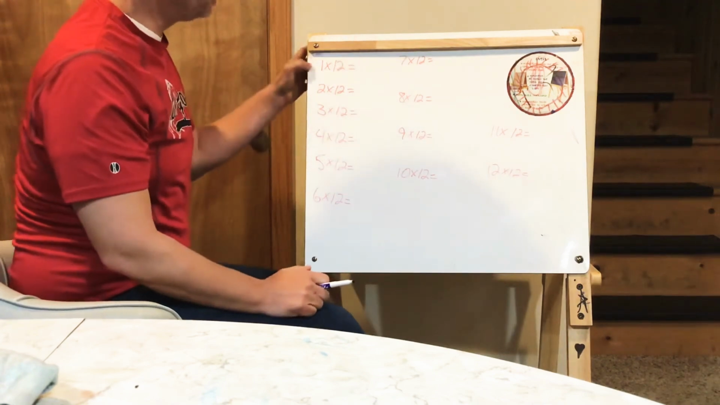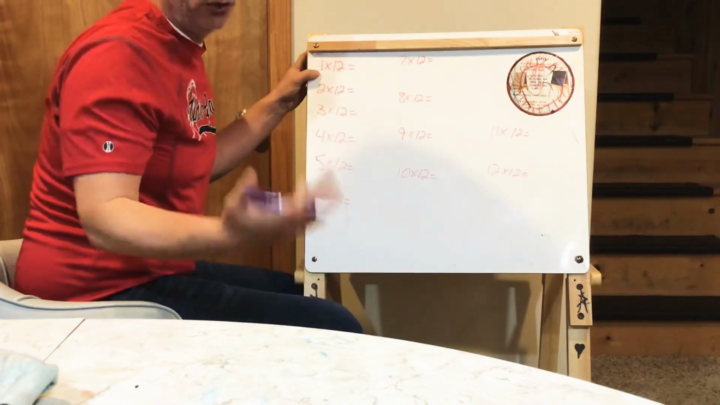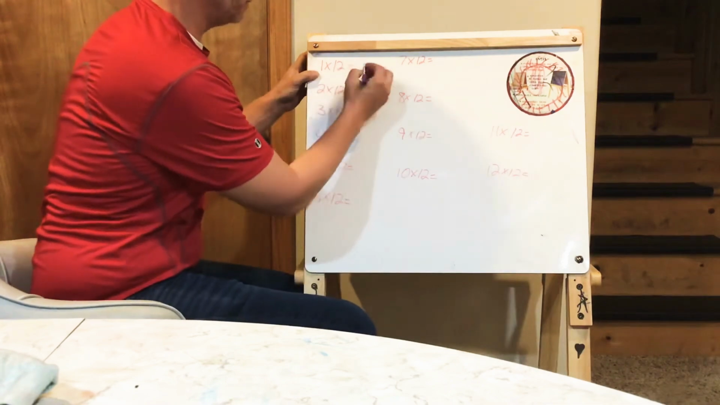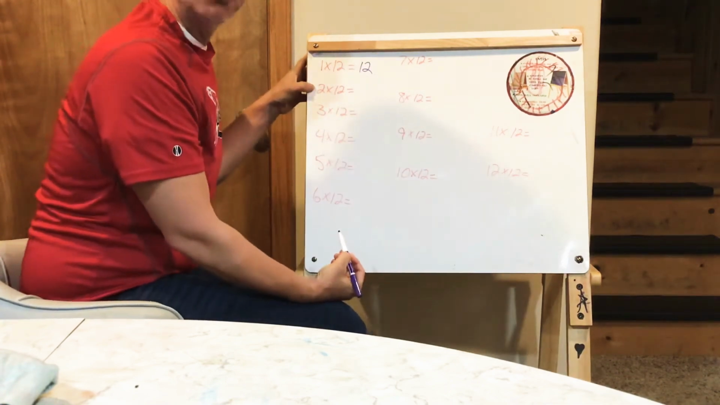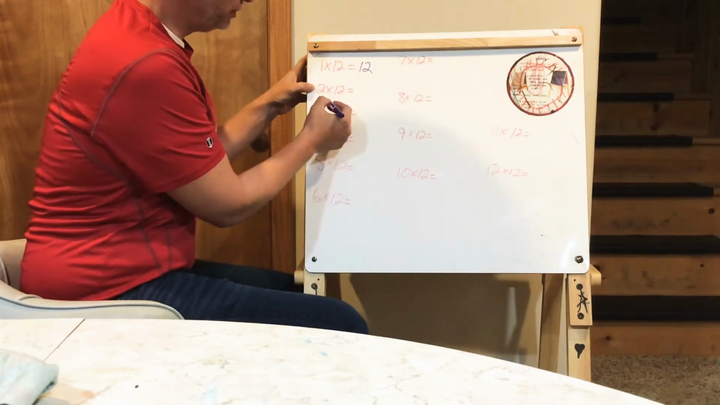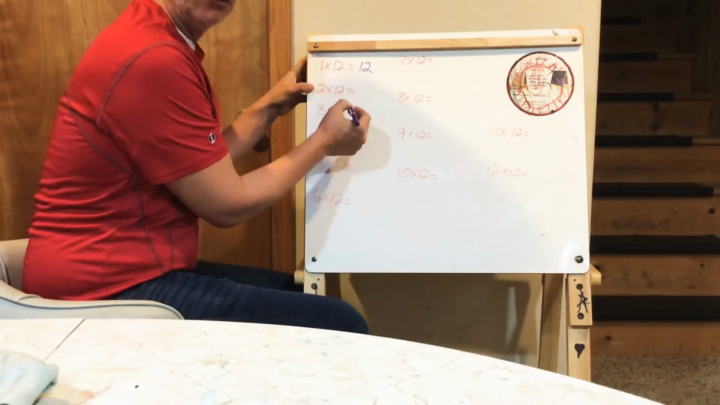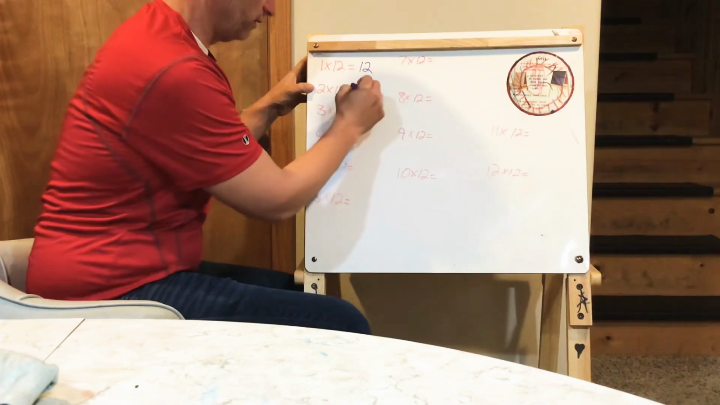Okay, let's start with some of the easier ones. 1 times 12, I believe you know your ones. When you multiply by 1, you get the same number. That's 12. 2 times 12, remember we multiply by 2s, you know this, we double that number. When we double 12, we get 24.